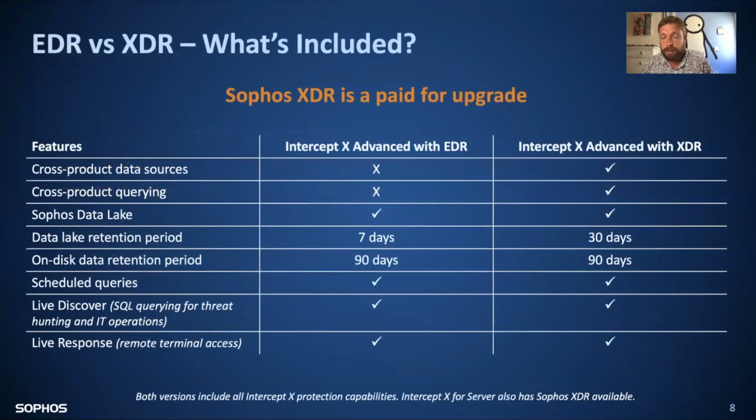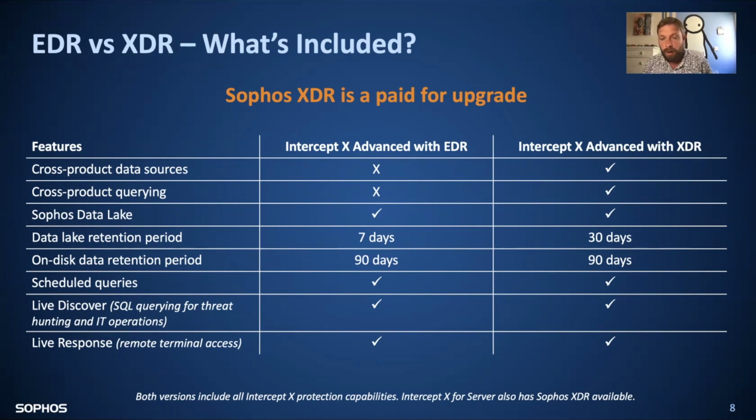So what is the difference between EDR and XDR, you might be wondering? Well, this slide probably says it better than most. What this is doing is showing us the difference in terms of the cross-product data collation and the cross-product querying capabilities, which you only get with XDR. The other subtle change as well is you'll notice the data retention period in our data lake is 30 days for XDR, as opposed to just 7 days with EDR. So that helps us to look for more historic threats that may be slow burners that may have been kicking around in a customer's network for a while.